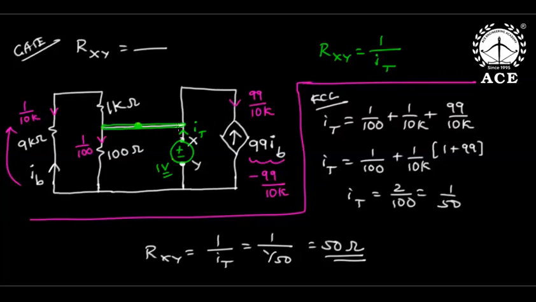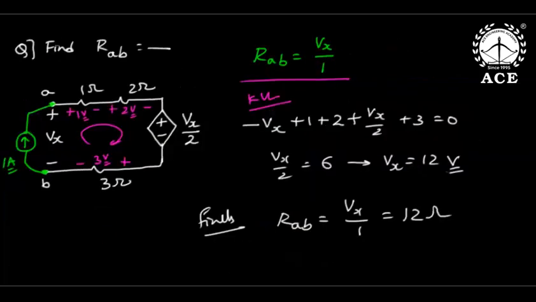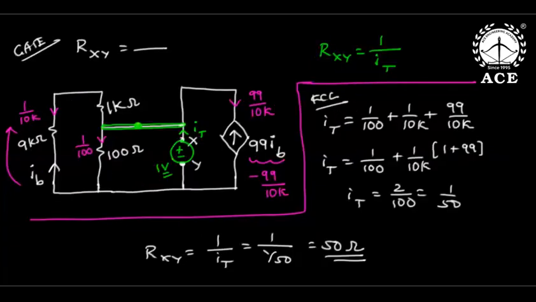Now I applied KCL, I got I total and then R. And here also, RAB. Here also RAB.